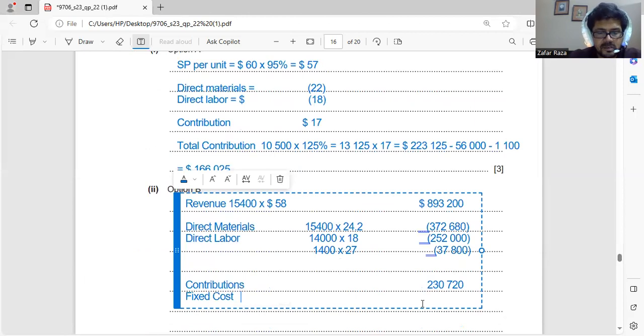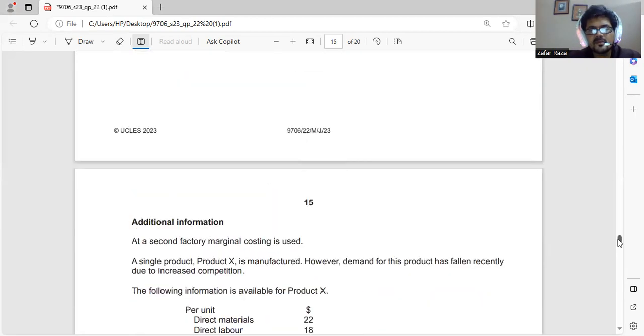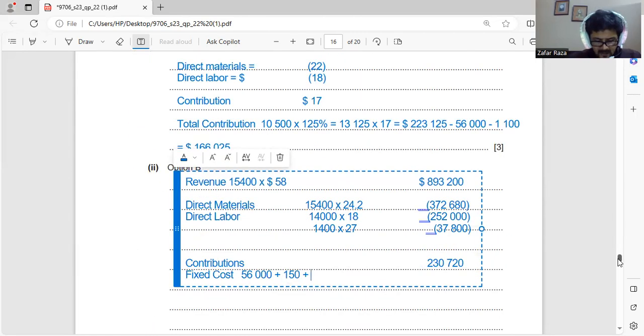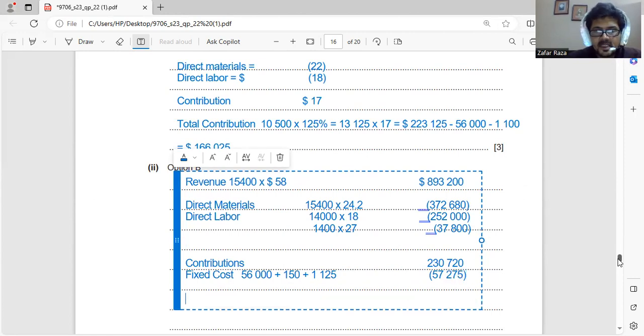So the fixed cost will be 56,000 normal plus 150 for interest plus depreciation. How much was the amount of depreciation? I forgot. 54,000 multiplied by 25% divided by 12, so 1125. So the fixed cost: 56,000 plus 1125 plus 150 would make 57,275. Okay.